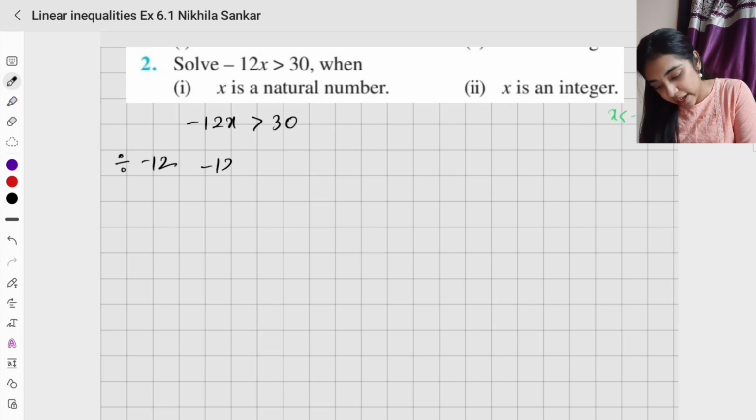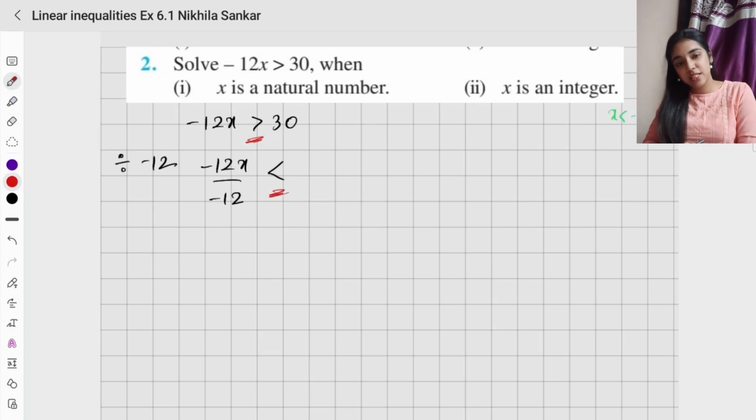Please remember. So I have -12x divided by -12. Greater than becomes less than. Please pay attention. The greater than symbol becomes the less than symbol whenever you are multiplying or dividing by a negative number. Subtraction, addition la problem illa. Multiplication, division la mattum da inequality reverse agum.